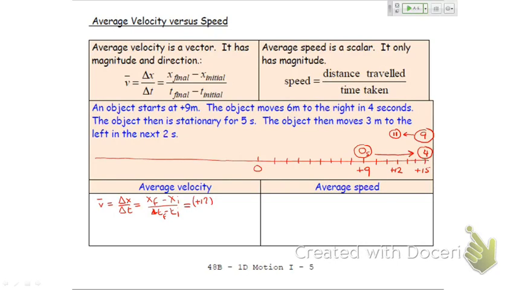And what is my initial address? Well, my initial address is plus 9. And what is my final time? Oh, my final time is 11. And what is my initial time? My initial time in this case is 0. So V average is going to equal 12 minus 9, which is plus 3, over 11. So that would be plus 0.27 meters per second, we'll leave it at that.